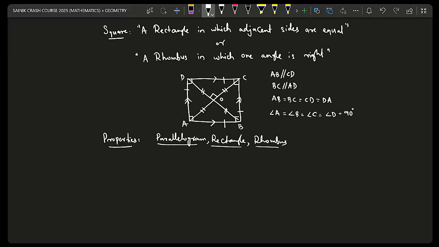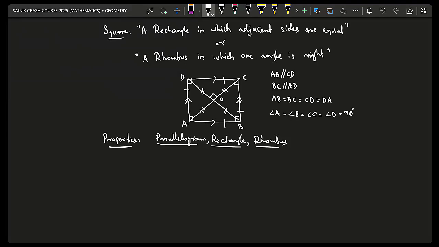Yes, Harshvardhan? Sir, why is it satisfying all properties? Because it is defined like that. We defined the square as a rectangle in which all sides are equal. That means before becoming a square, it was a rectangle first. That's why it's carrying all the properties of a rectangle, and similarly of a rhombus.